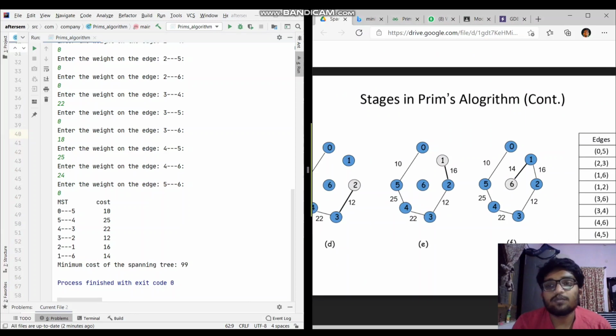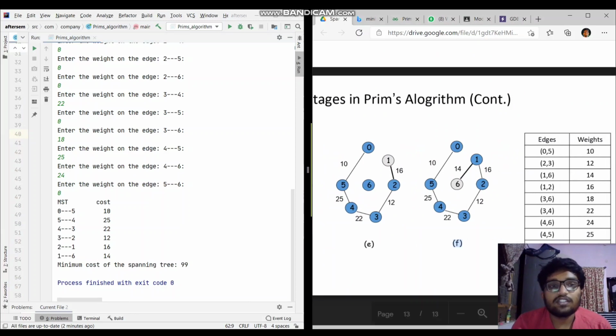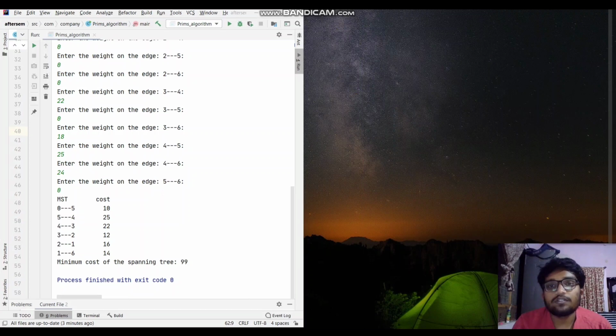This f is the output graph. We can see the weights 10, 25, 22, 12, 16 and 14, and the total cost of this minimum spanning tree is 99. So I hope the output for this program is correct.